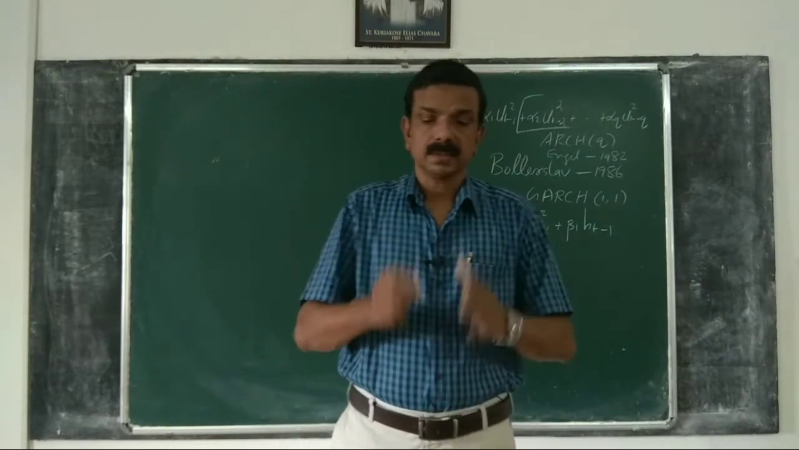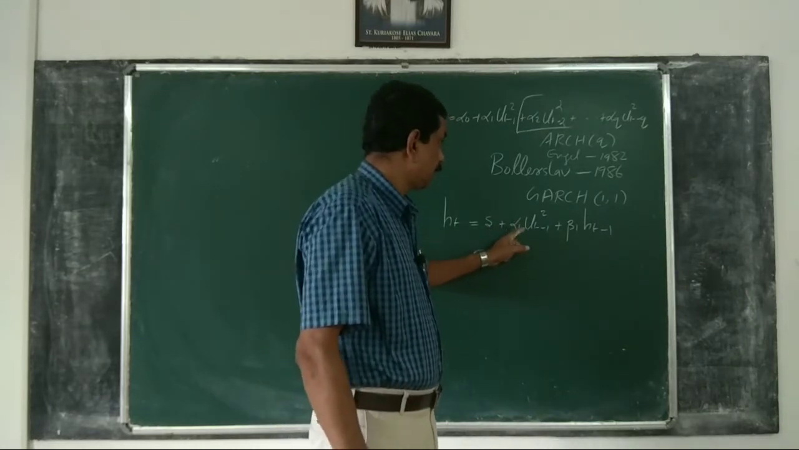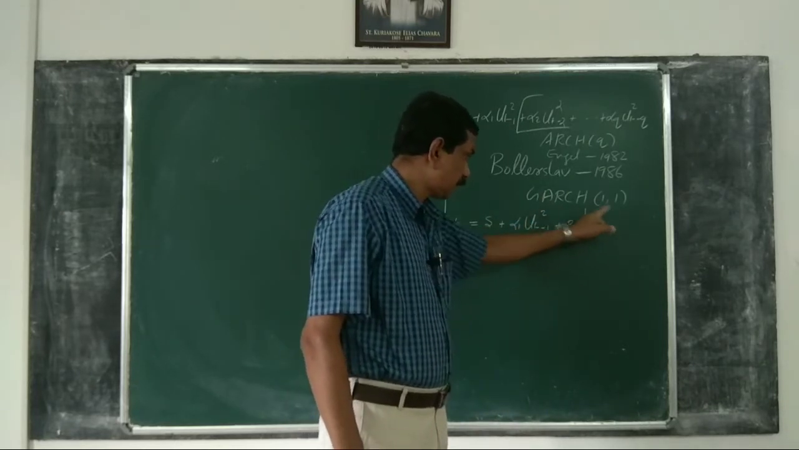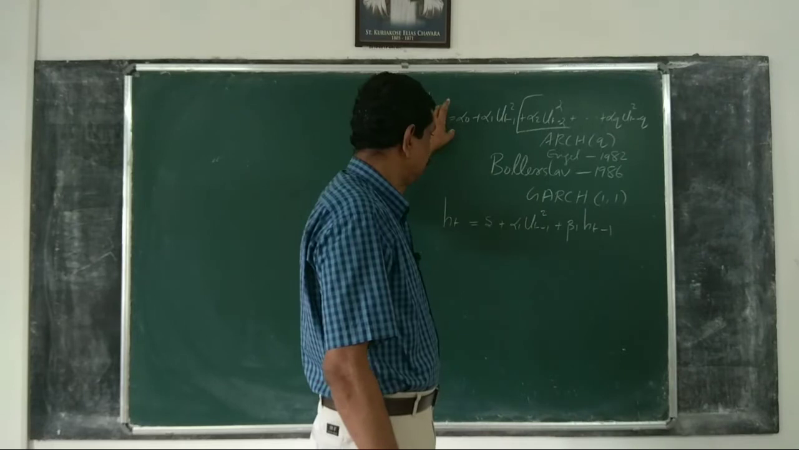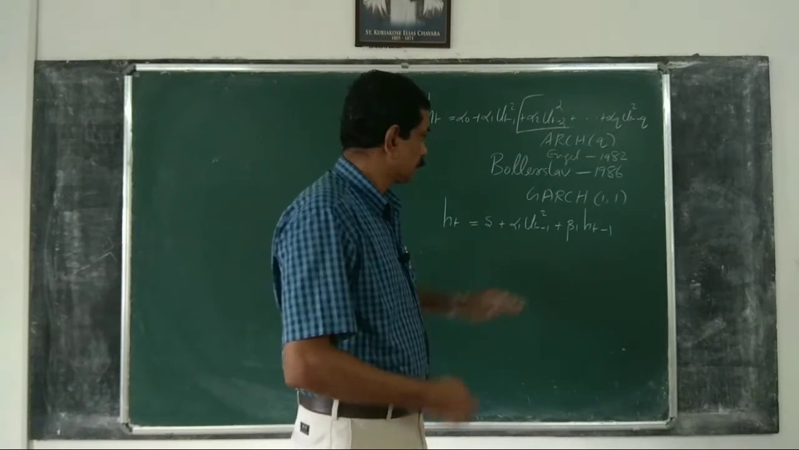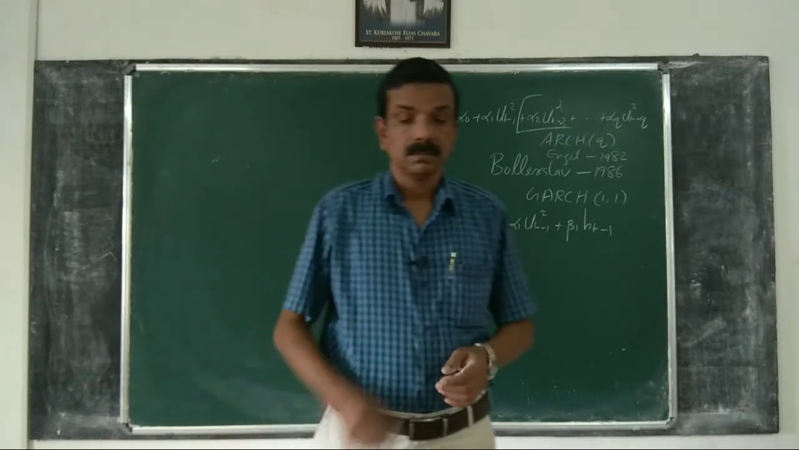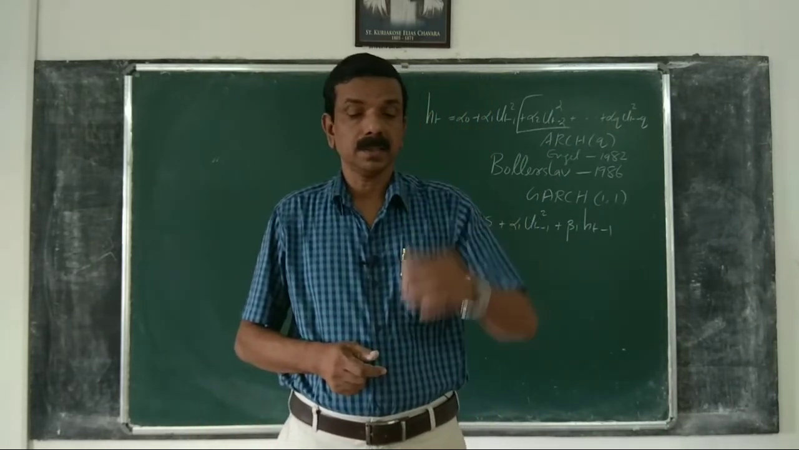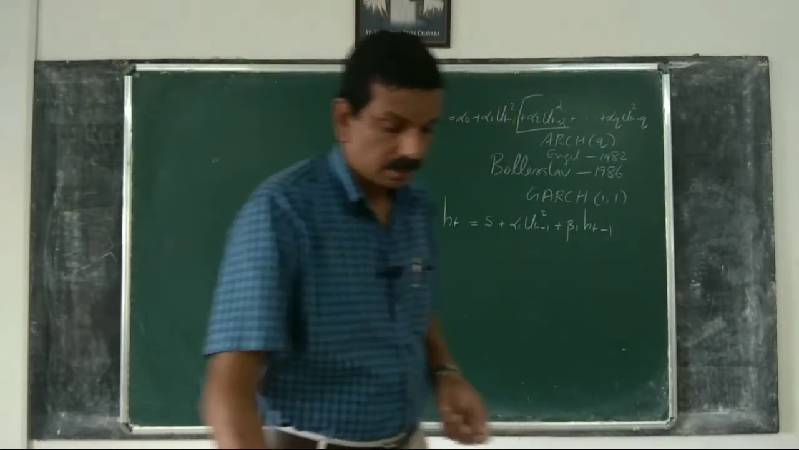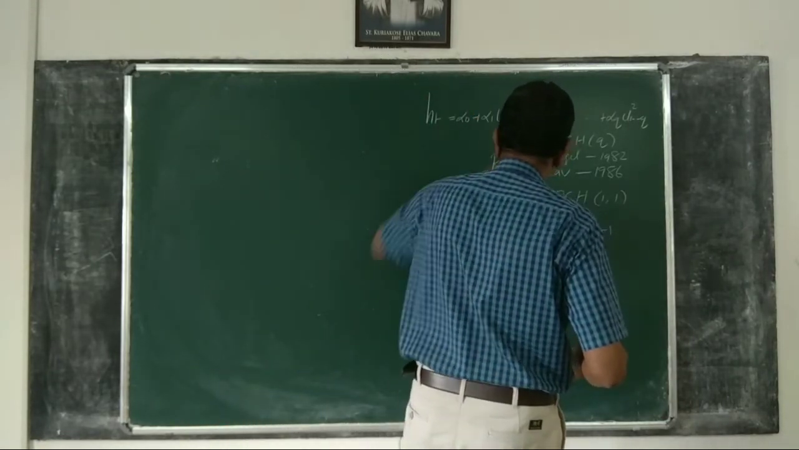It is a generalization of the ARCH model because this can be derived from this. This GARCH(1,1) model can be derived from ARCH(q). Here you have to estimate q plus 1 parameters, whereas here you have to estimate only 3 parameters. It will not consume much degrees of freedom. It was introduced by Bollerslev in 1986. Now let us see how we derive this from this.